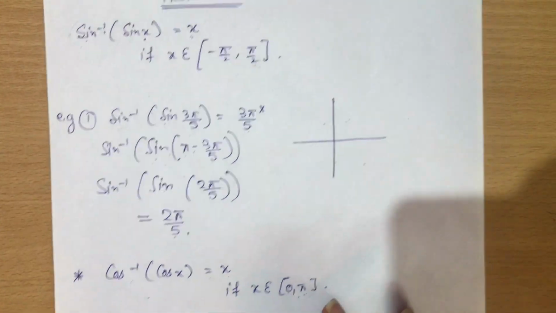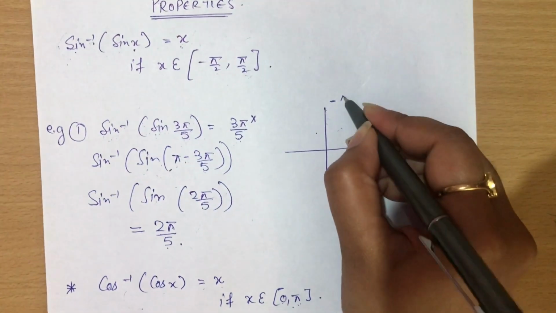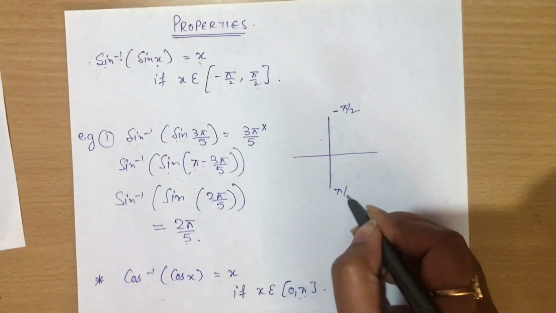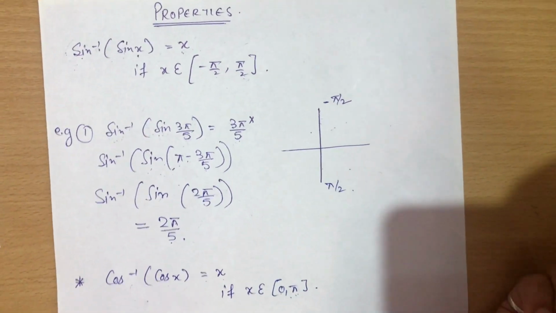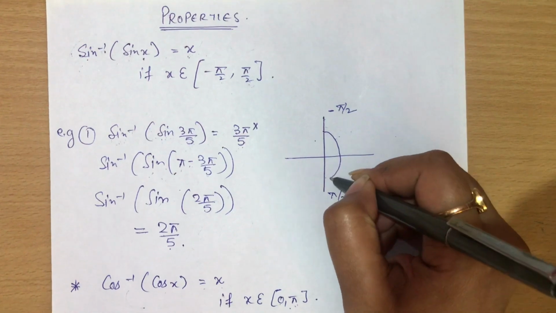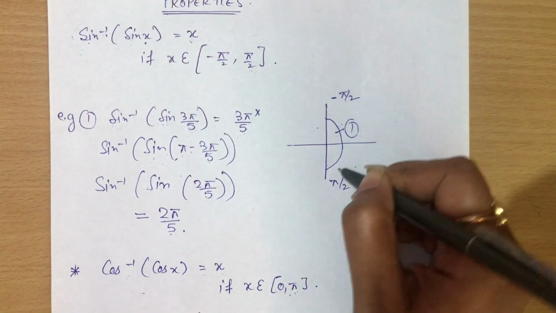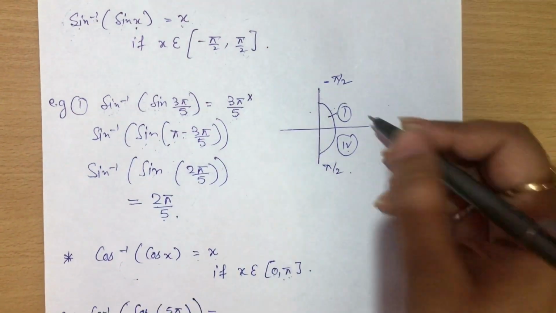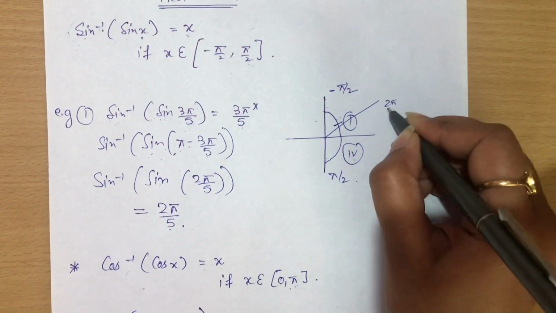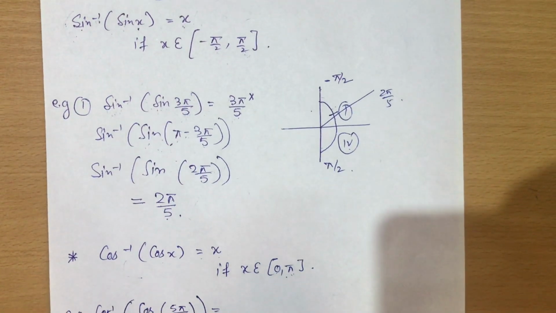Okay students, for example, this is your -π/2 and this is your π/2. Okay, so whatever the value is should be present in this principal range, meaning it should be present in quadrant first or quadrant fourth, and this 2π/5 lies in the first quadrant. So this is the answer for this sin inverse sin x.